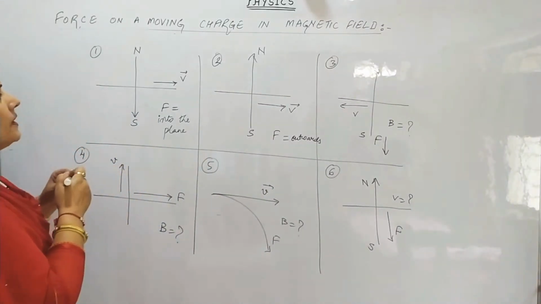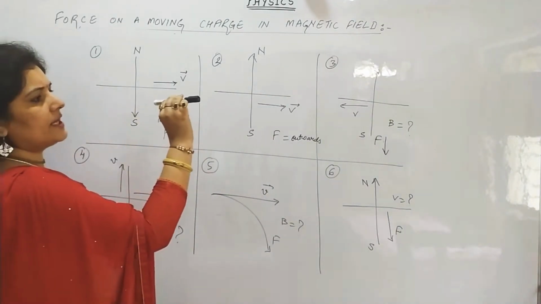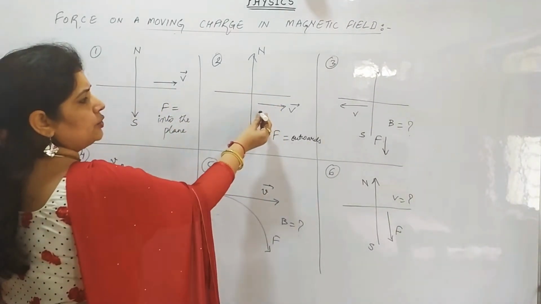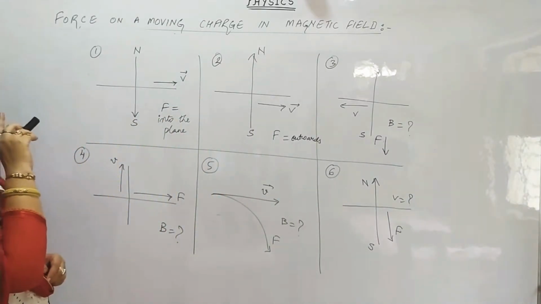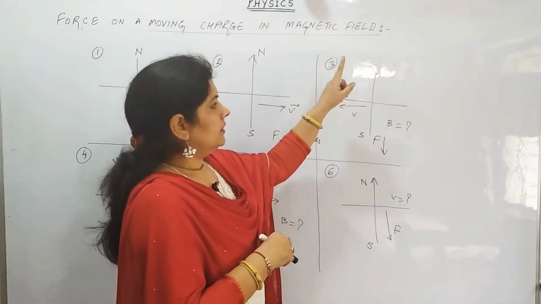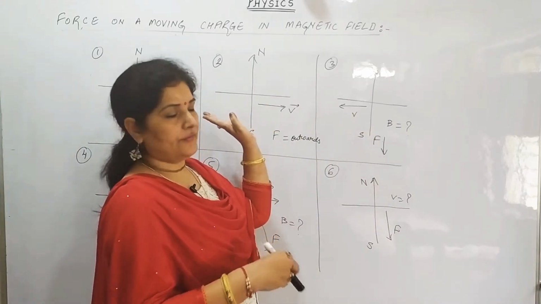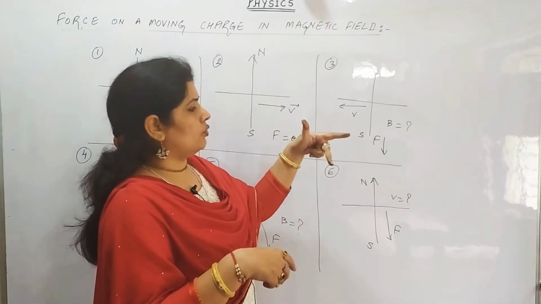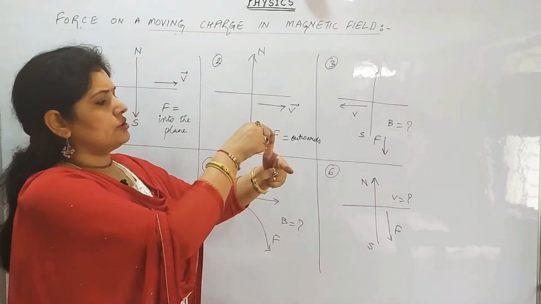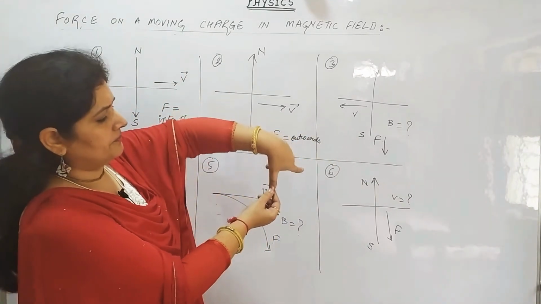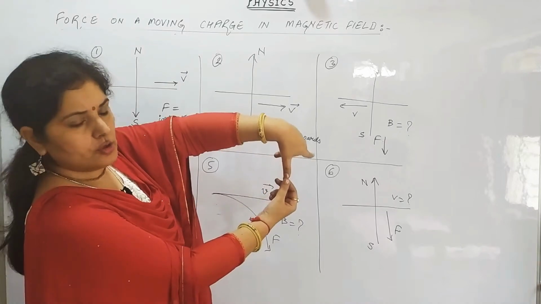What happened in the first case? If the charged particle moves like this, it will turn into the plane of the paper, right? Coming to the third one, force is downward and velocity of the charge is to the left hand side. Force is downward. What do we do with the force now? Downward, right?